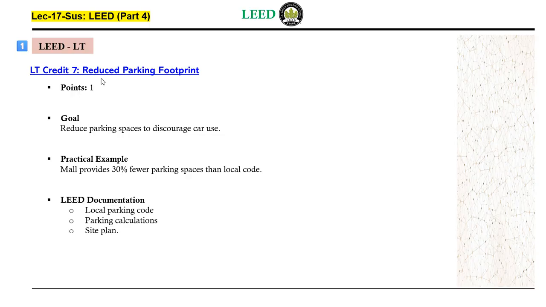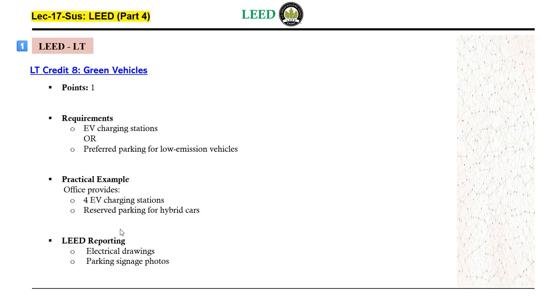Credit number 7, which is reduced parking footprint. Available points is 1. The goal is to reduce parking spaces to discourage car use. A practical example is a mall that provides 30% fewer parking spaces than local code. LEED documents required are the local parking code, parking calculations, and site plan.